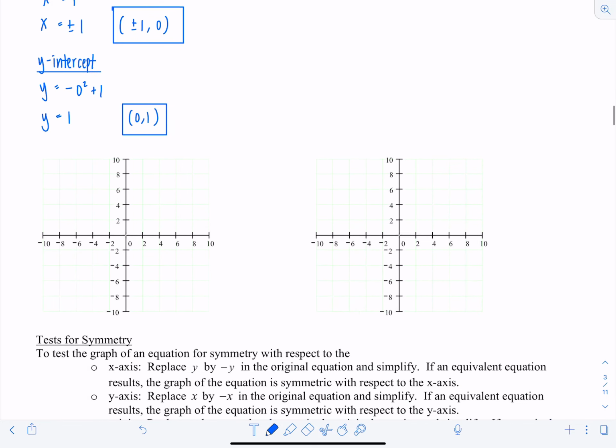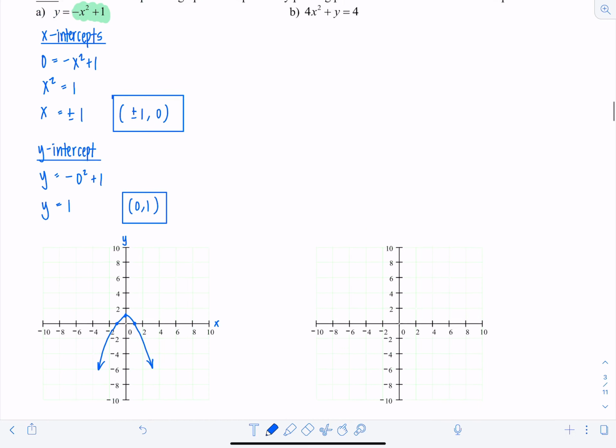So I have (plus or minus 1, 0). That's right here. And then (0, 1). And then this parabola is opening downward. Make sure you put arrows on your graph as well. That's crucial. So you should have everything labeled on your axes and scaled. And then also add in, this is the x-axis, this is the y-axis. Okay, very nice. Let's look at another example here.